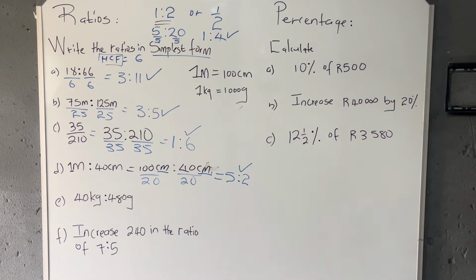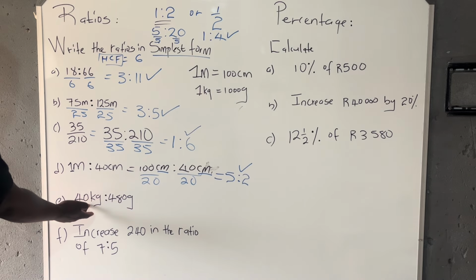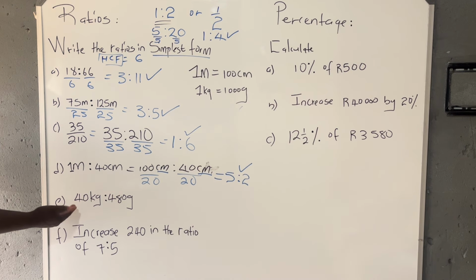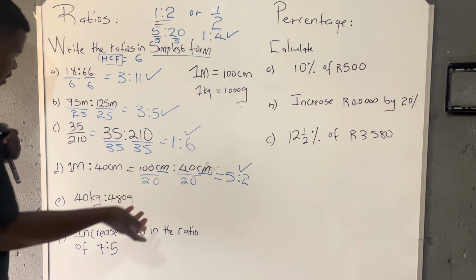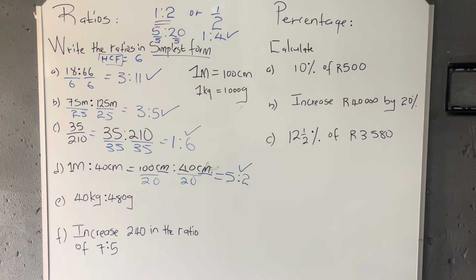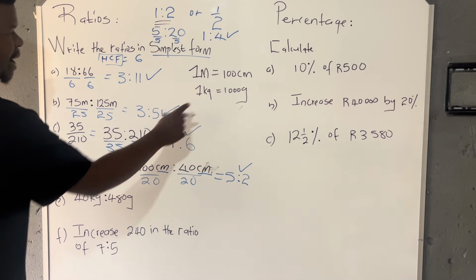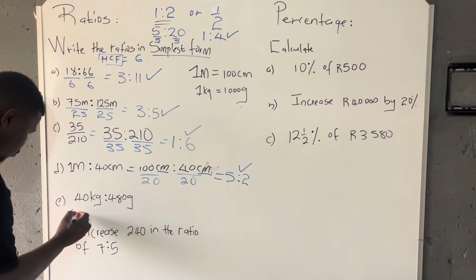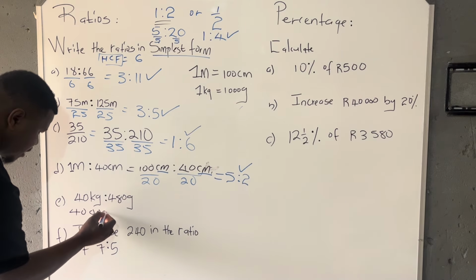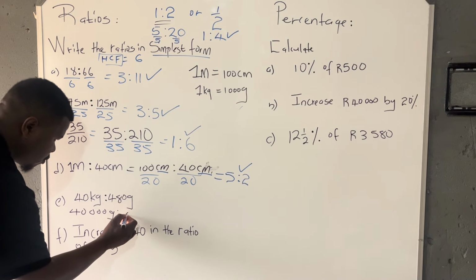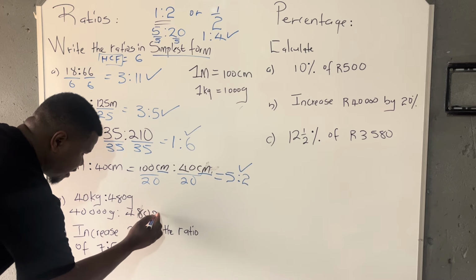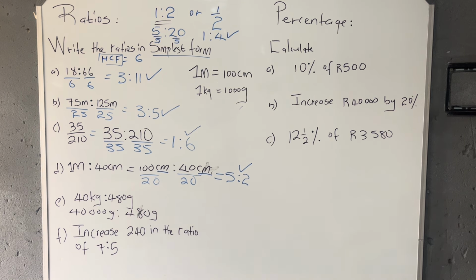I'm going to change this into grams, so it means I'm going to multiply by 1,000. If I want to convert from this side to that side, we divide. To the other side, we multiply. So I'm going to multiply 4 kg by 1,000 grams so that I can have grams both sides. So it's going to be 40,000 gram is to 480 grams. My space is not enough.